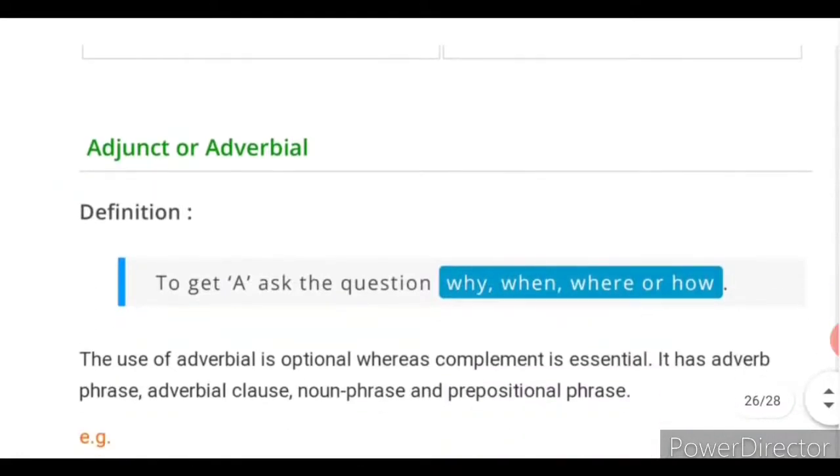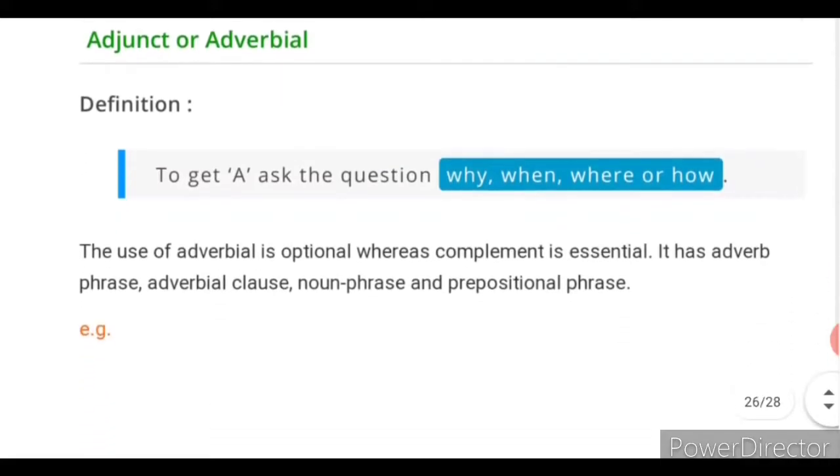Okay children, now let us see what is adjunct or adverbial. So we will see what the adjunct or adverbial is. Okay, so to get the answer, that is the adjunct, ask the question why, when, where or how. So these are all the questions we are going to put to get the answer for the adjunct or adverbial. The use of the adverbial is optional, whereas the complement is essential. I told you, to get the complete meaning of the sentence, the complement is very important. Okay, so we have two types of complement, subject complement and object complement.